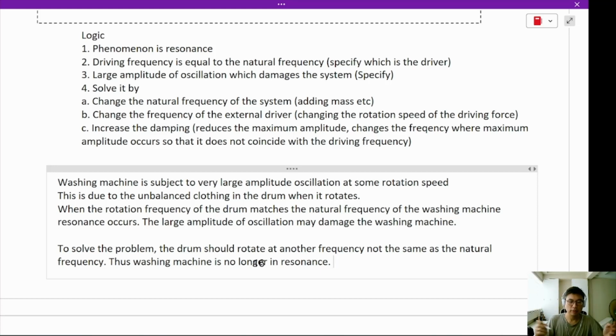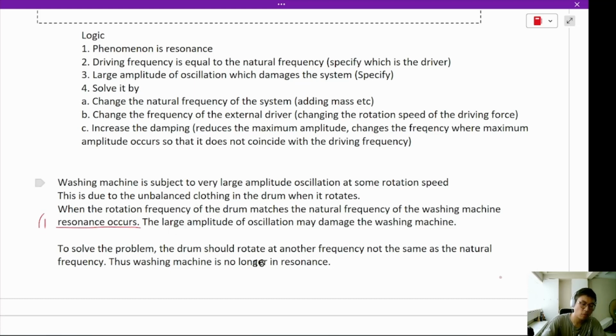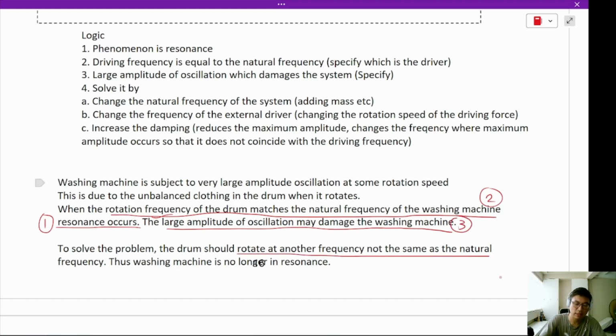So you notice that we say resonance occurs, so this will be 1 mark over here. This occurs when the rotation frequency of the drum matches the natural frequency of the washing machine. There will be 2 marks. Then it's subject to a large amplitude of oscillation that causes damage to the washing machine. And then to solve it, rotate at another frequency not the same as the natural frequency. So you can see that all 4 elements are inside this answer.